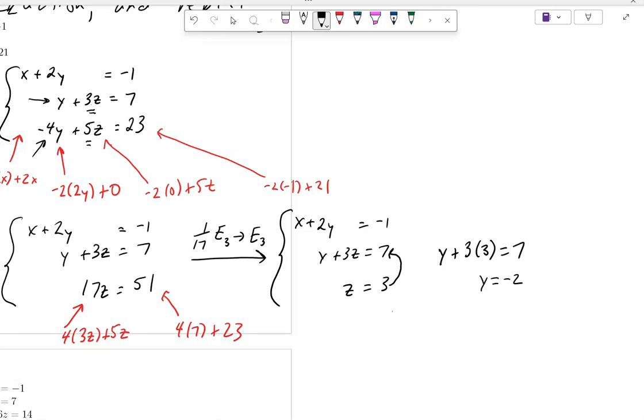And then do another back substitution. X plus 2 times -2 equals -1. So your x is equal to 3. And then again, to finish this off, we'll write our x, y, z as 3, -2, 3 when we're done. X, comma, y, comma, z. X goes first, y goes second, z goes third.